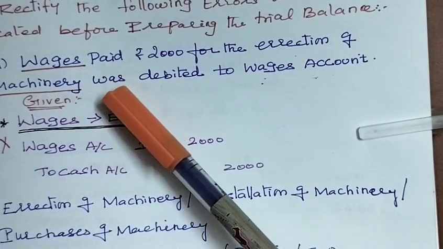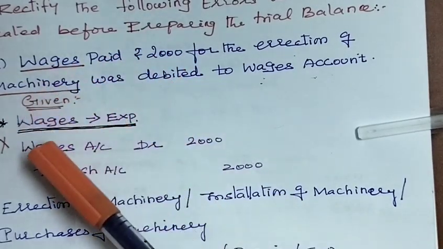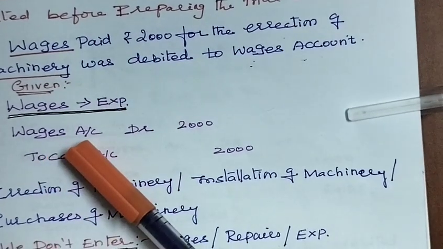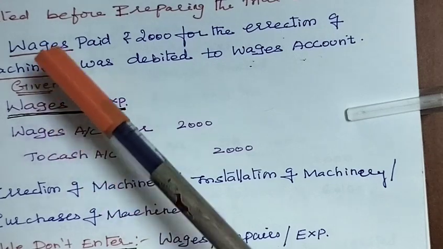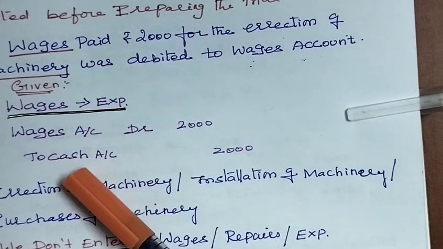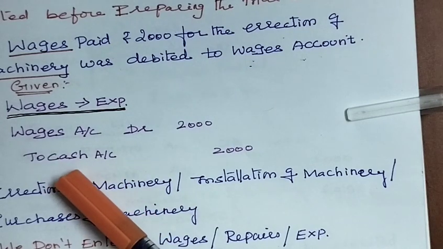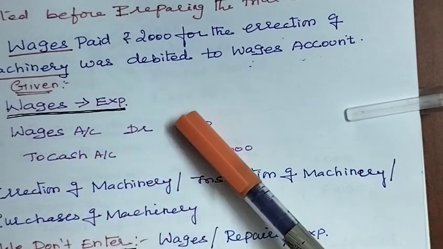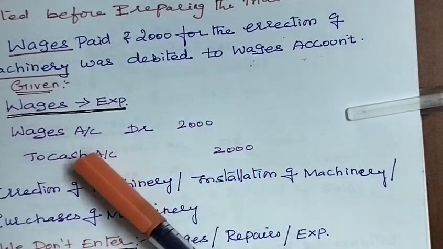What does this transaction tell us? Wages paid rupees 2000. Wages is an expense, and all expenses will be debited, so wages account debit. How did they pay the wages? They paid wages through cash. Whenever cash account decreases, cash account is to be credited. So what is the journal entry? Wages account debit 2000 to cash account 2000. What is the error here?